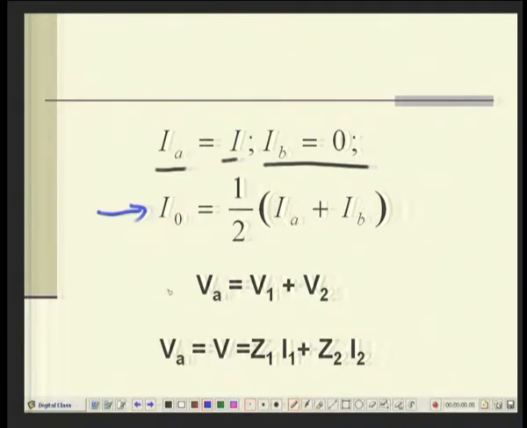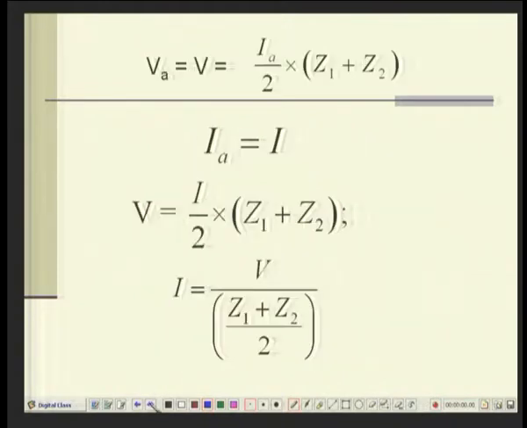Okay, and VI is equal to V1 plus V2, and V equal to Z1 I1 plus Z2 I2, because this is Z1 I1, this is Z2 I2. Now what we get is VA equal to V equal to IA by 2 into Z1 plus Z2.